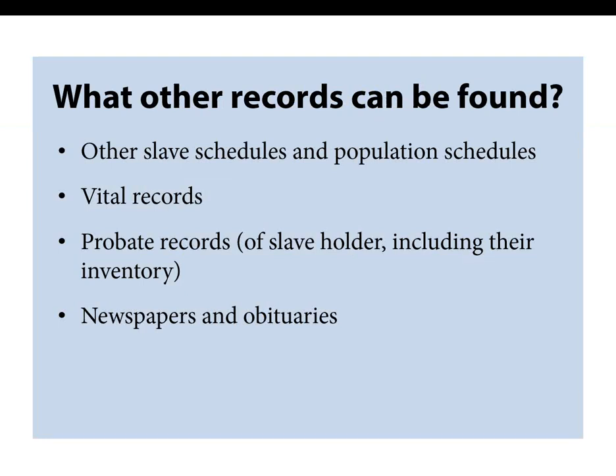So as I was saying before, the other things to look for. So you find them on the 1860 schedule. What do you need to do next? Well, you got to find them on that next slave schedule, so that 1850 schedule. You need to see if everything's still matching up. You can look at subsequent population schedules. You can look for vital records. If you want to place them with the slaveholder, you can look at probate records, especially their inventory, because that might give the first name of the individual. You can also look for newspapers and obituaries.